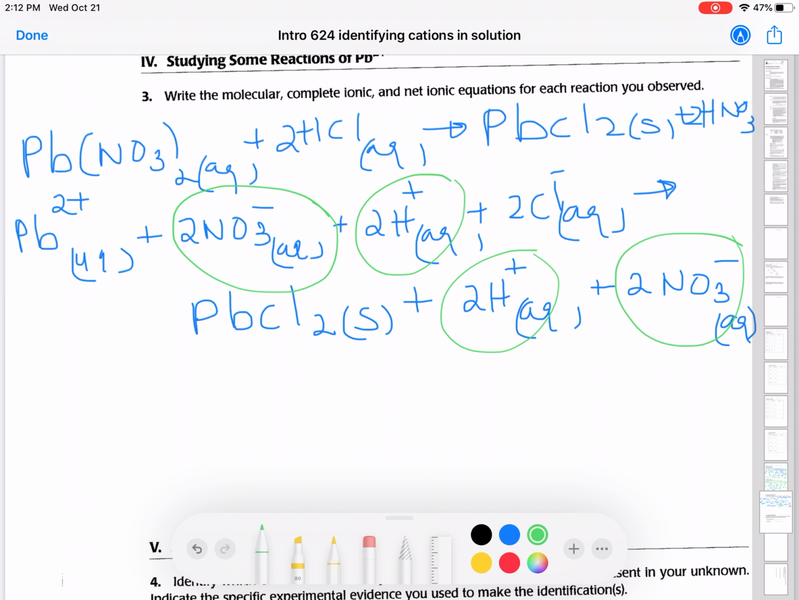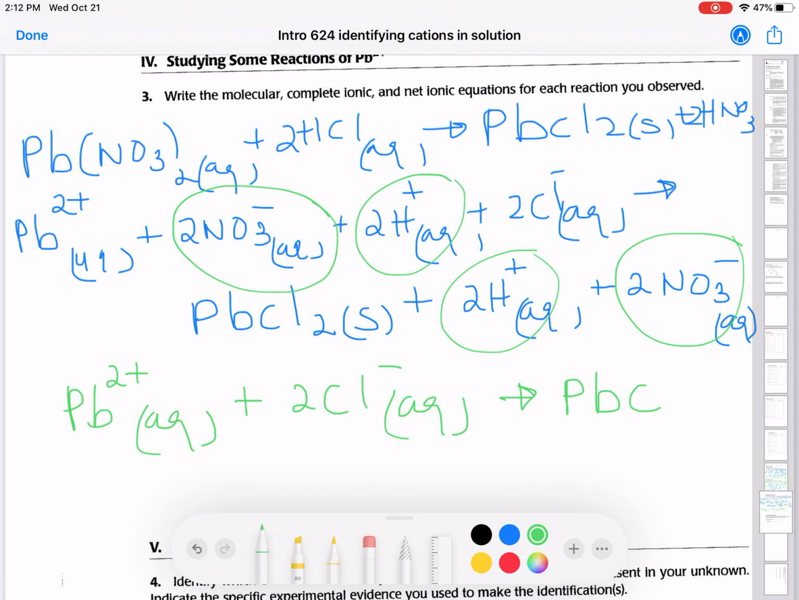So what is left is Pb2 plus aqueous plus 2Cl minus aqueous, giving you PbCl2 solid. That's going to be your net ionic equation. Okay. And lead nitrate with sodium sulfate also gives you a precipitate, lead sulfate. Okay. So this is with lead nitrate with hydrogen chloride. So we can also do the other one.